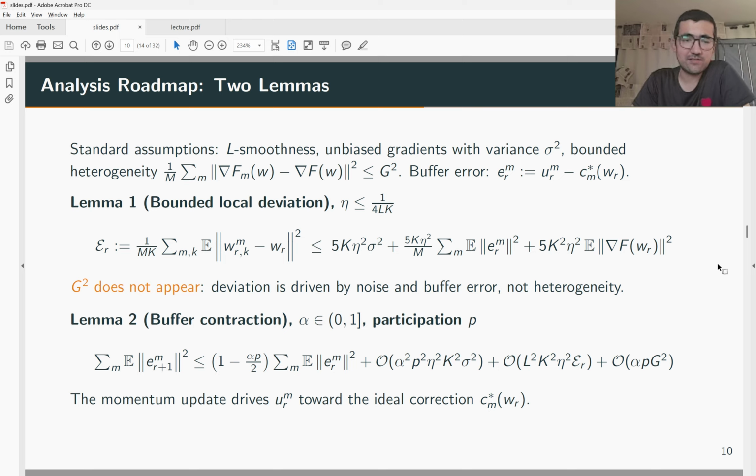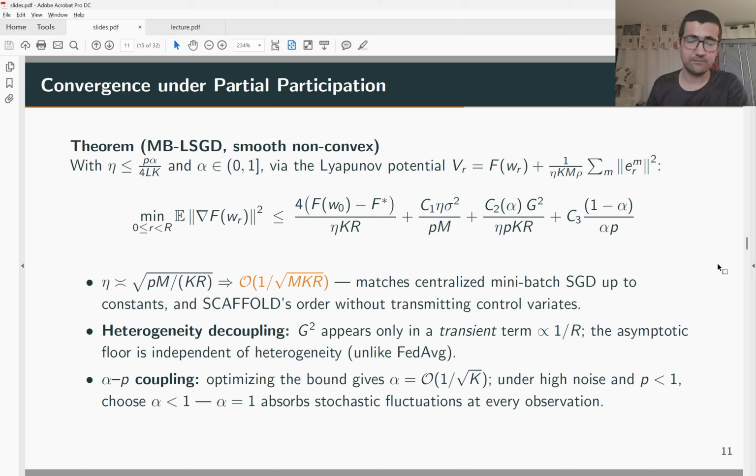Notice how the contraction speed is exactly the product of the buffer rate and the participation rate. This is where the two get coupled, and that coupling propagates into the main theorem.